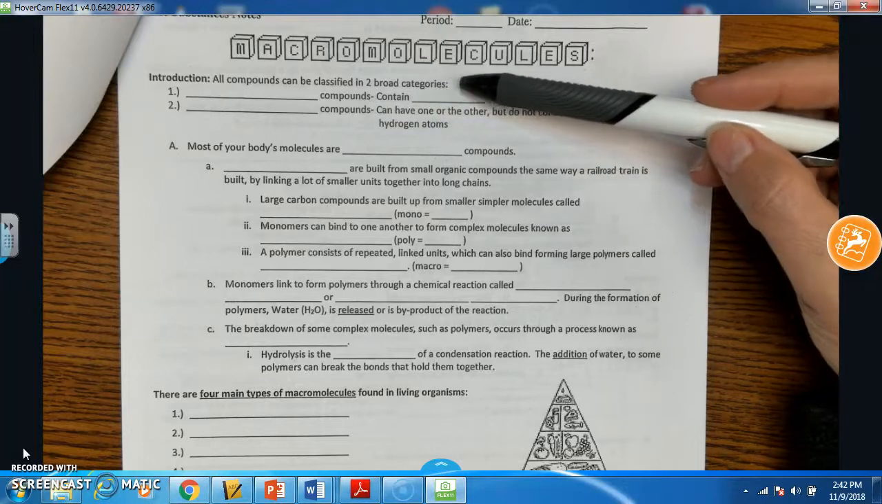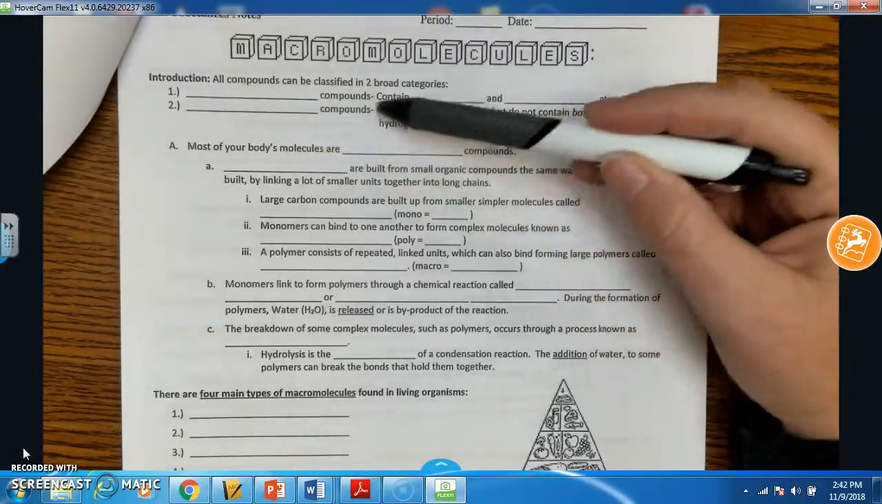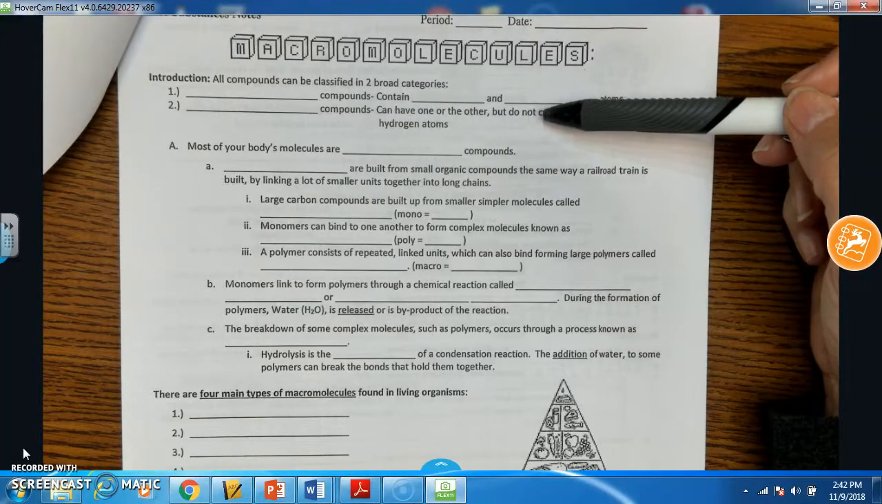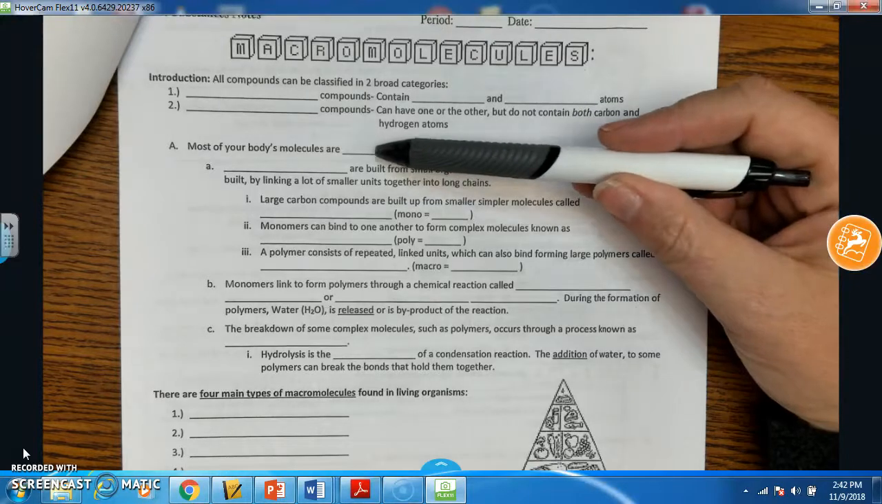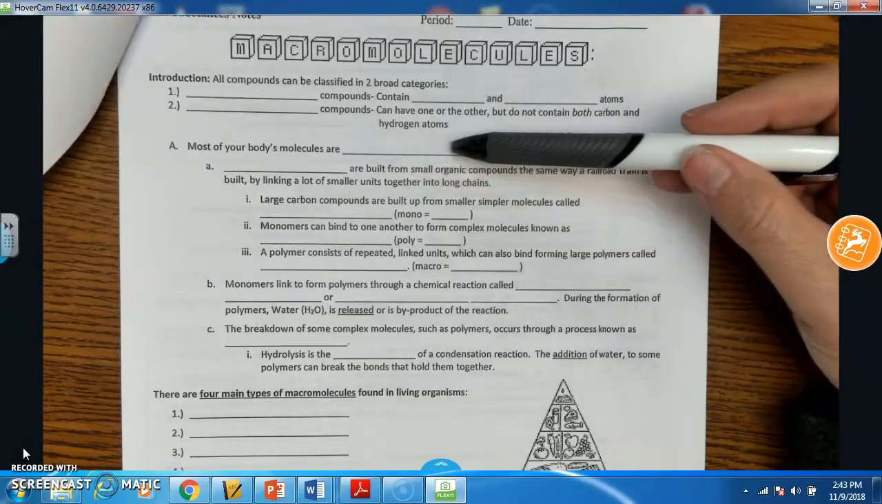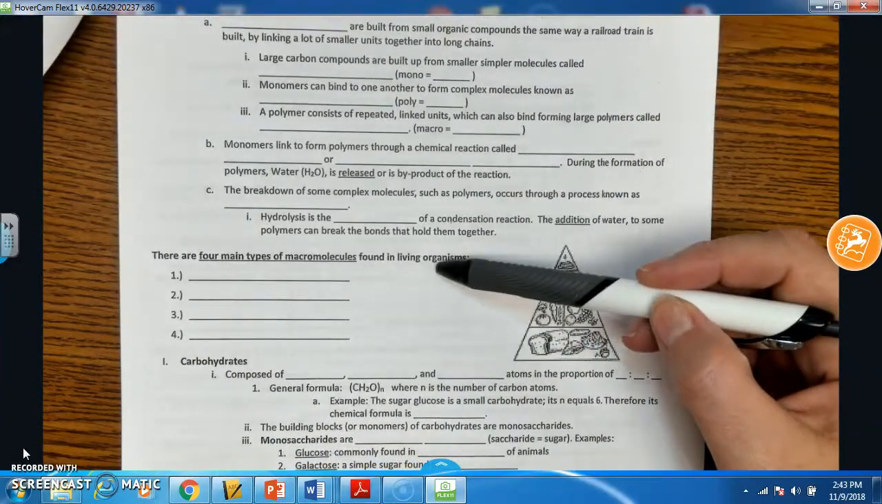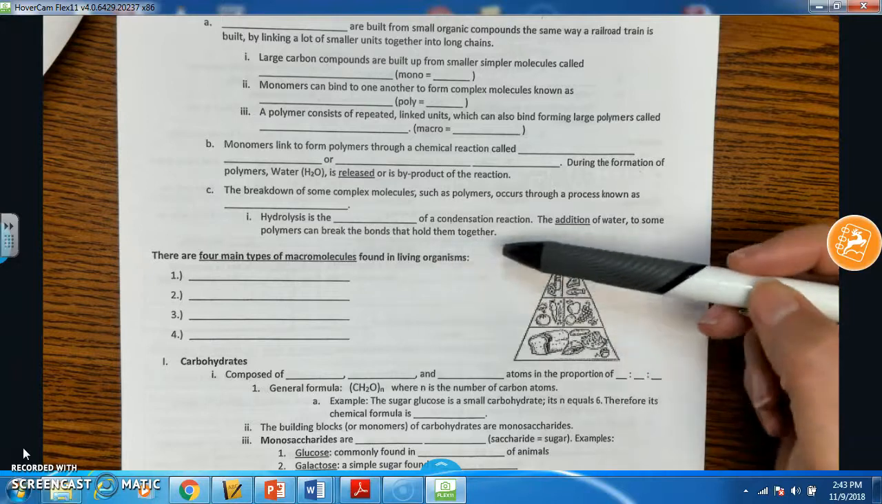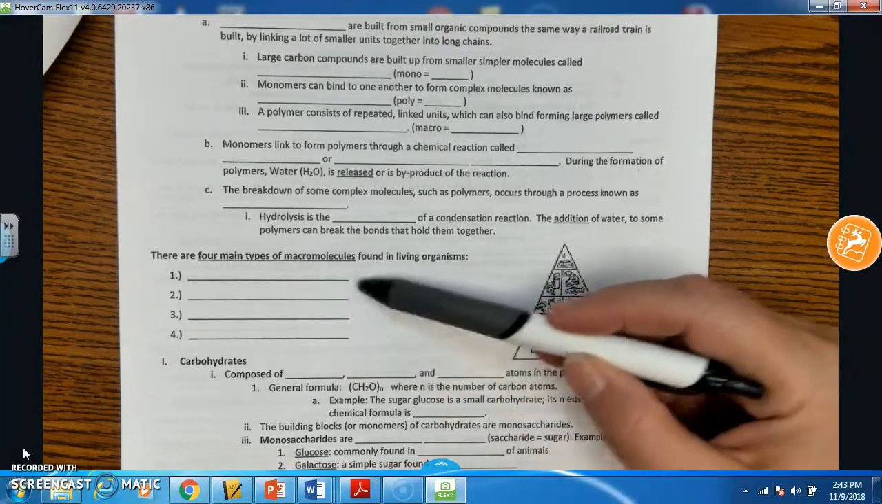Blank compounds contain blank and blank atoms. Blank compounds can have one or the other, but do not contain both carbon and hydrogen atoms. Most of your body's molecules are blank compounds. If we skip down to the bottom, there are 4 main types of macromolecules found in living organisms, and you should be able to come up with those at this point, but if not, your book definitely and your notes will have this.